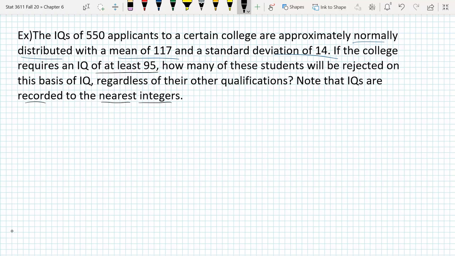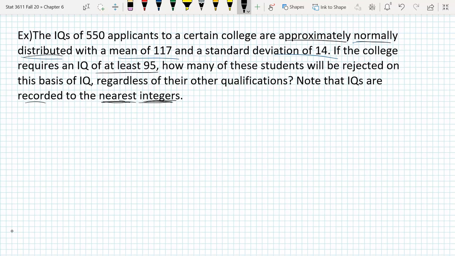There's some interesting details with this question. The first of which that I want to talk about is the idea that IQs are recorded to the nearest integers, but the distribution is approximately normal. The normal distribution is continuous. So essentially we're using a continuous distribution on a discrete problem. Let's think about the impact that this might have.